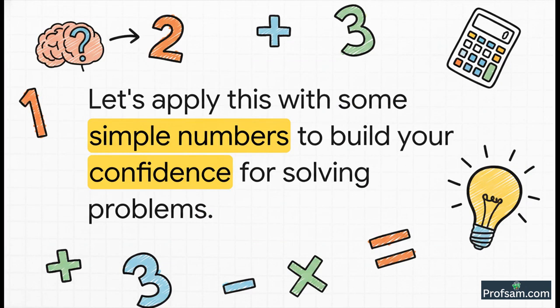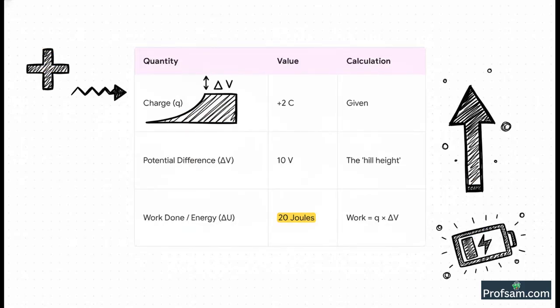Okay, theory is fine, but let's see a tiny example with some numbers. This will build your confidence for the numerical problems in the exam. Dekho, this is very easy. Imagine we have a charge, Q, which is plus 2 coulombs, and we move it through a potential difference, delta V, of 10 volts. Remember that delta V is just the height of our electric hill. So, how much energy did we store? Well, the work done, or the change in potential energy delta U, is simply Q times delta V. So we just do 2 coulombs multiplied by 10 volts, and we get 20 joules. That's it. We have stored 20 joules of energy in that system.